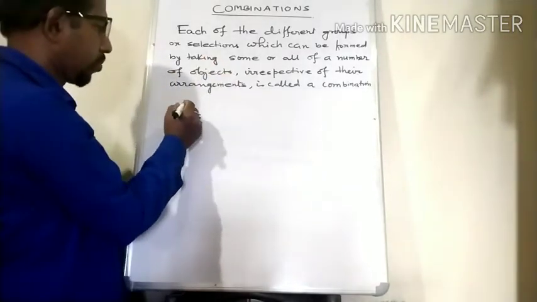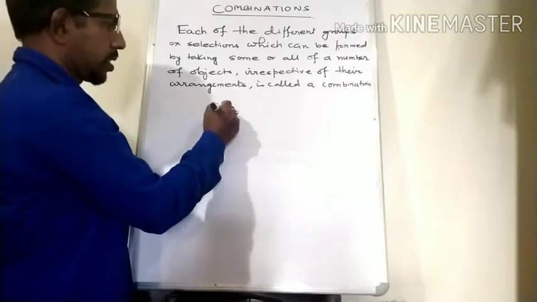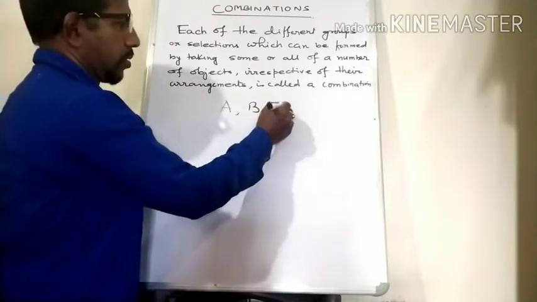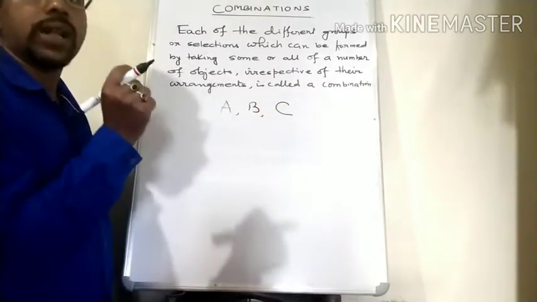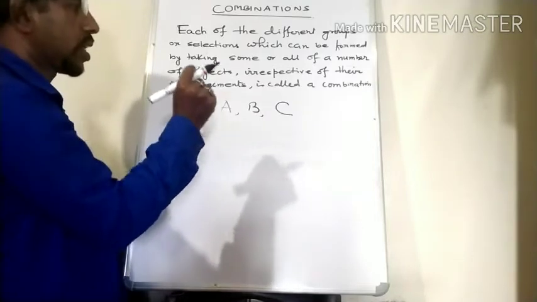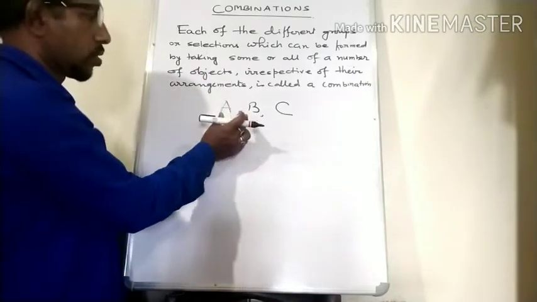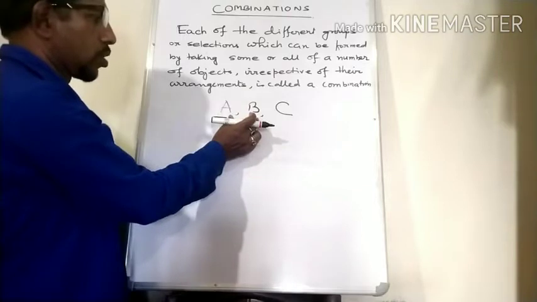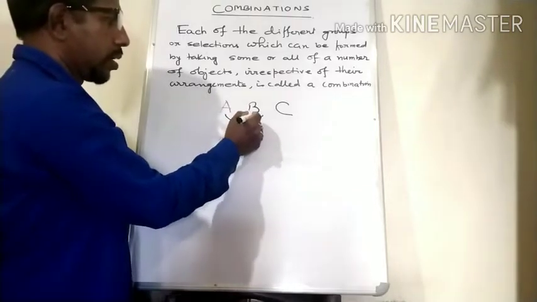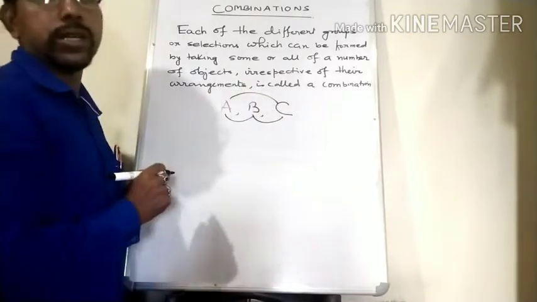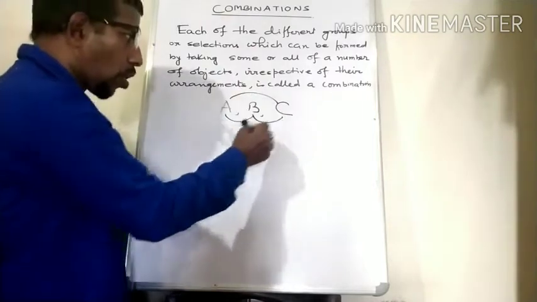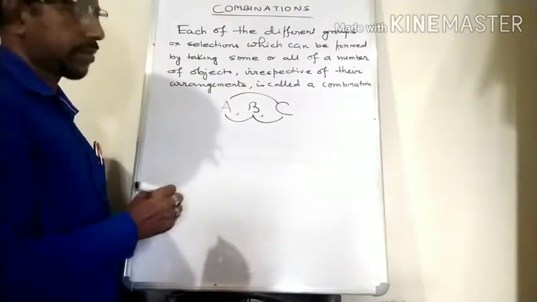As for example, if there are three objects A, B, C, if you are going to select one at a time, two at a time, three at a time, we can use combination selection. We are going to select two at a time. So two at a time will be AB 1, BC 2 and AC 3. If you are going to select all at a time, it will be 1.